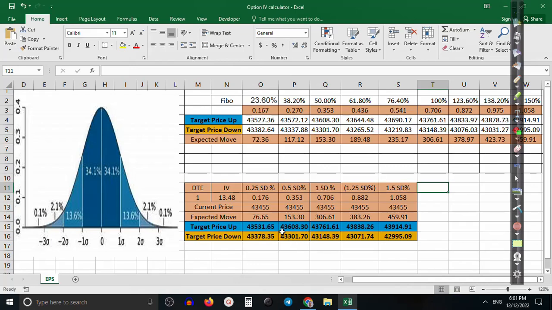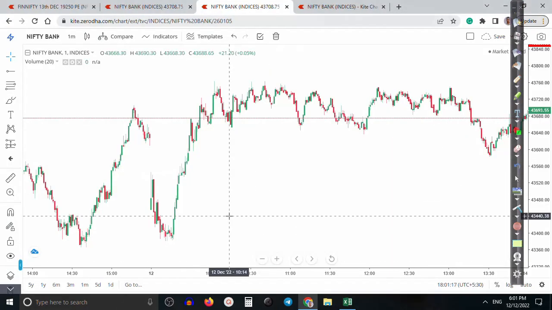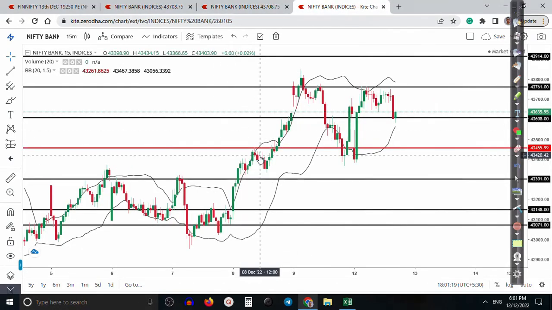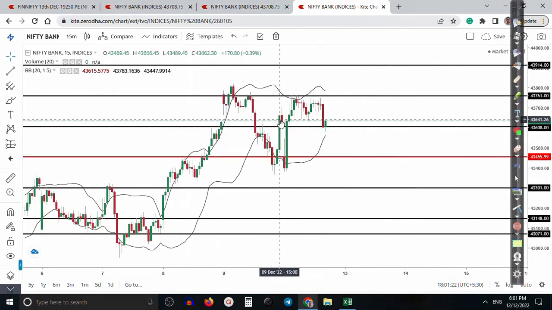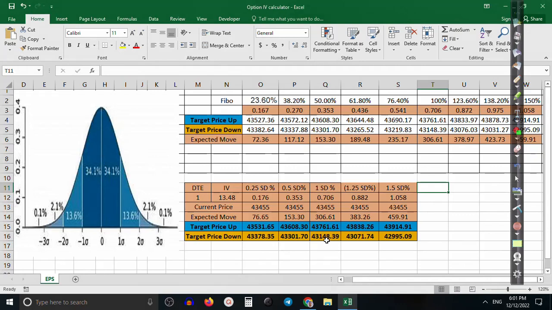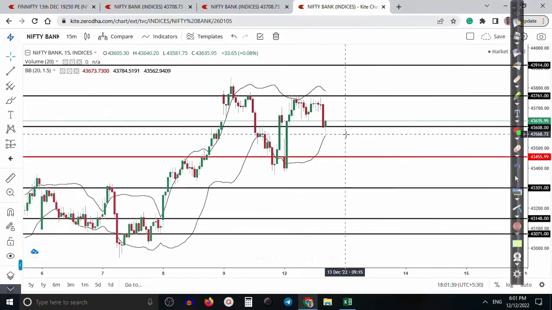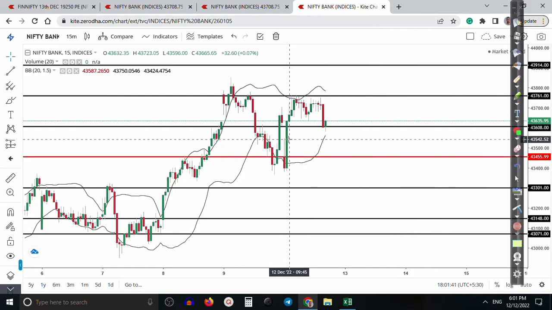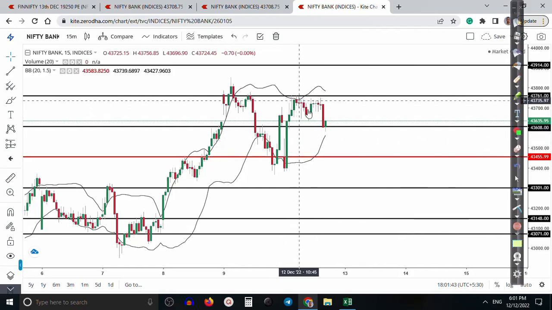First, the 0.5 standard deviation: 43608. Let me draw some resistance lines. Here I can see the first one, 43608, and next 43761, which is one standard deviation. So basically we were focusing on the sell side today. Let me show you why we entered here, why we entered a put option here and booked here.